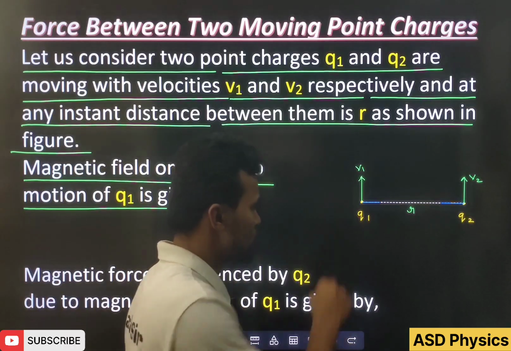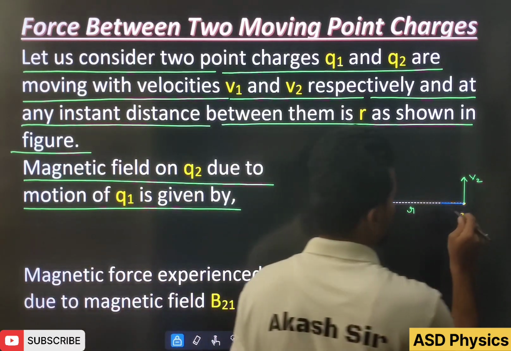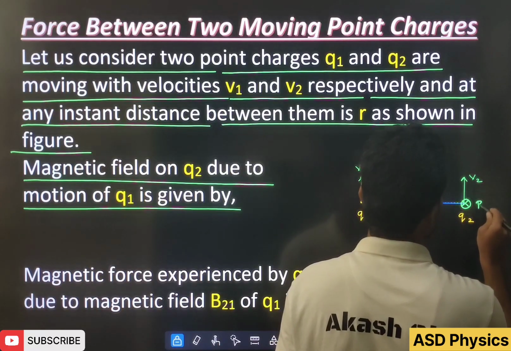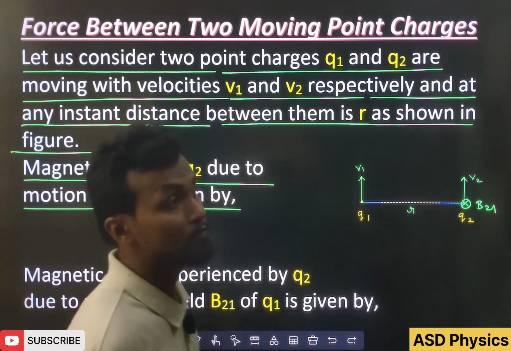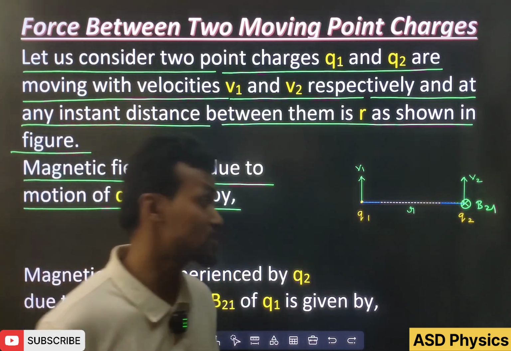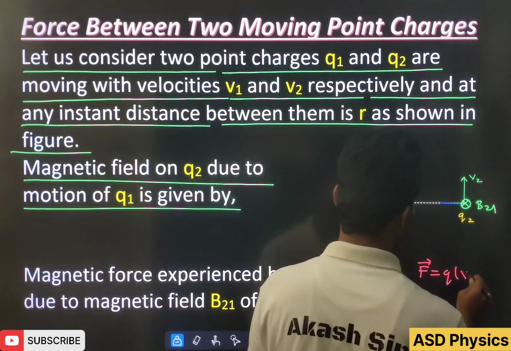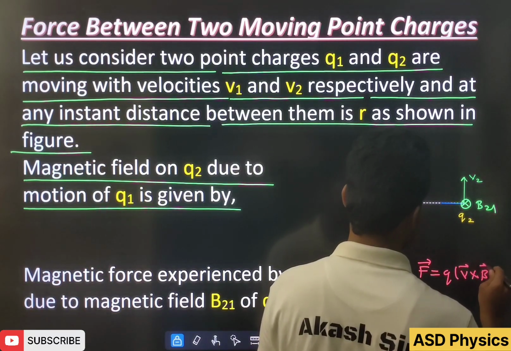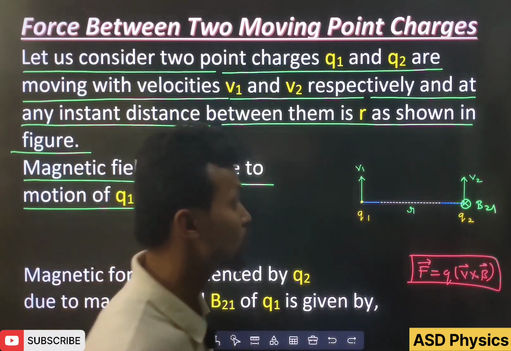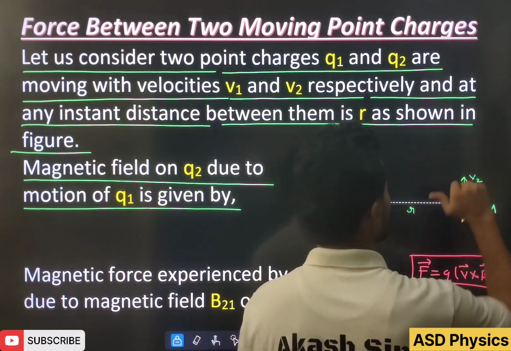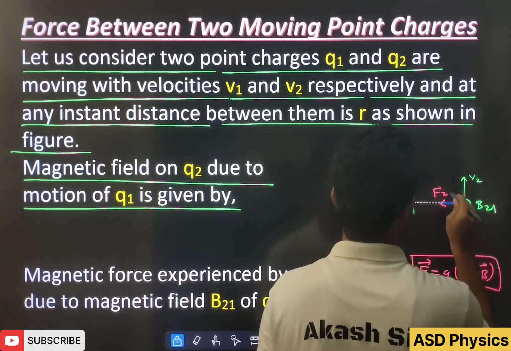Another way is also there. Put all your fingers along the velocity, palm towards the observation point. Then this will be B21. After that, what is the force? For the force formula, you know, force acting on a moving charged particle, F equal to Q V cross B. I hope you know this formula. V is upward, magnetic field inside, so V cross B gives the force, which I can write as F21.